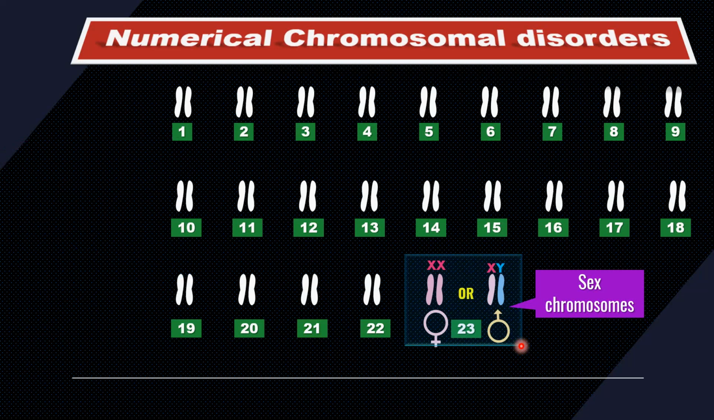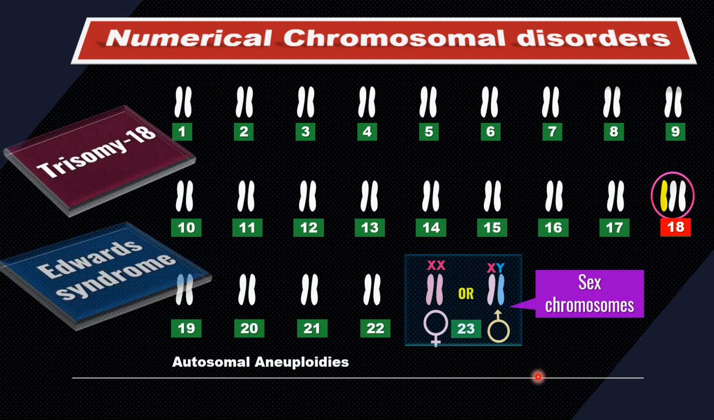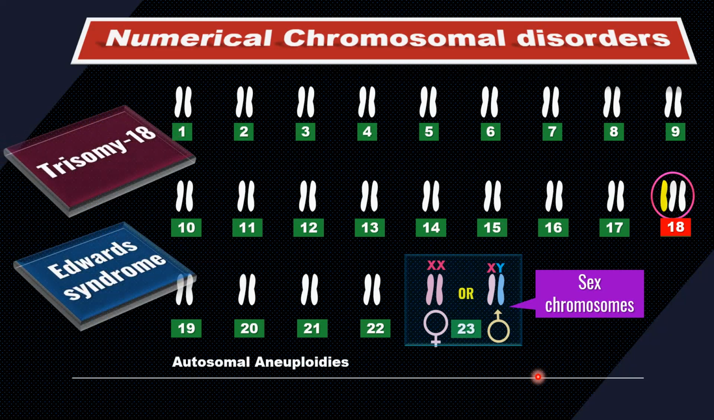Again, this is the normal representation of karyotype both in male and female. 22 pairs of autosomes and the 23rd is sex chromosomes. Now let us focus on chromosome 18. This is again an autosomal aneuploidy where an extra chromosome is present in chromosome 18, and that is why it is also a trisomy. We refer to it as trisomy 18, and the disorder is called Edwards syndrome.